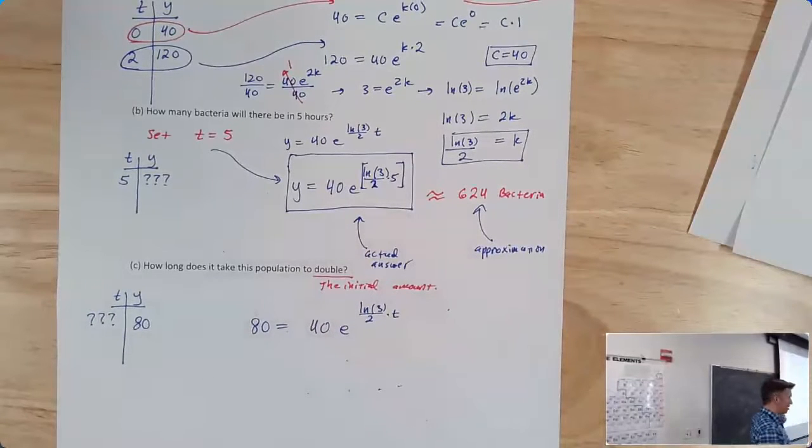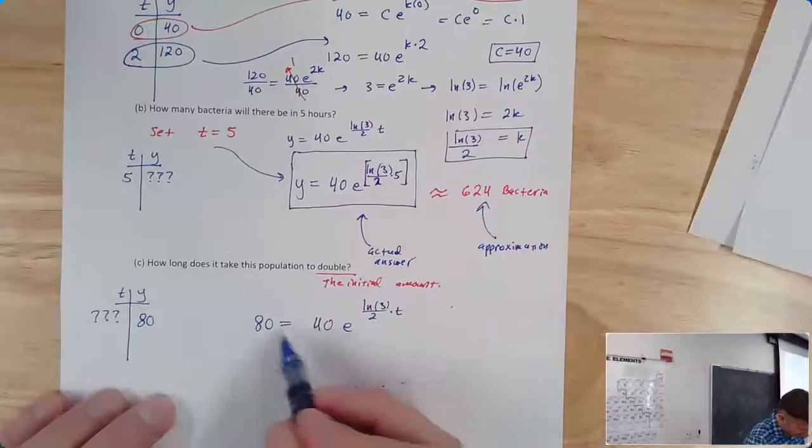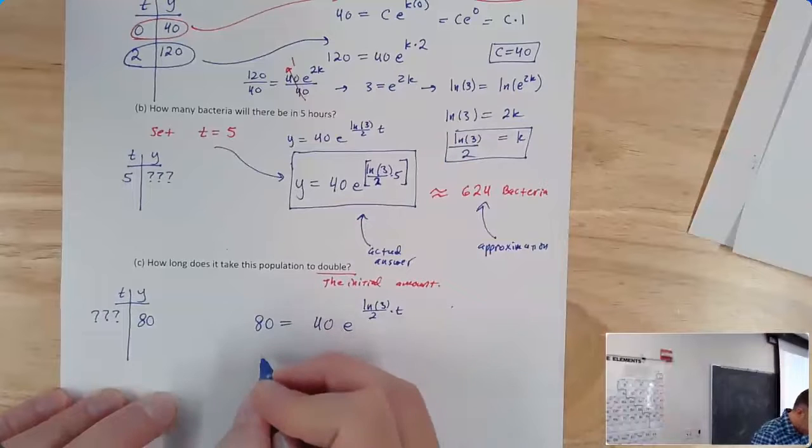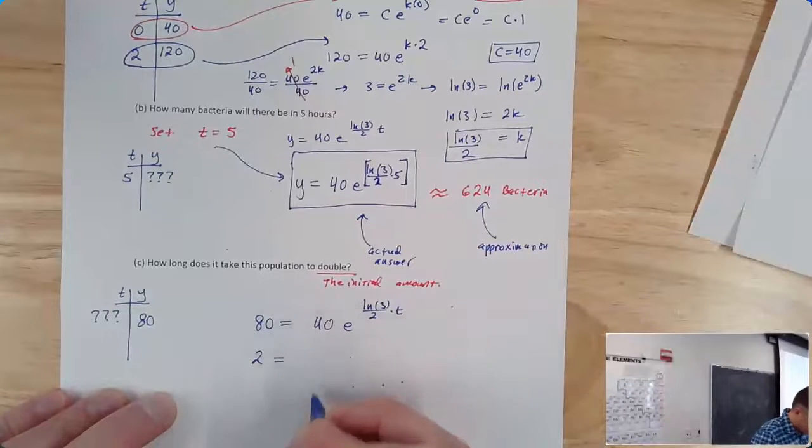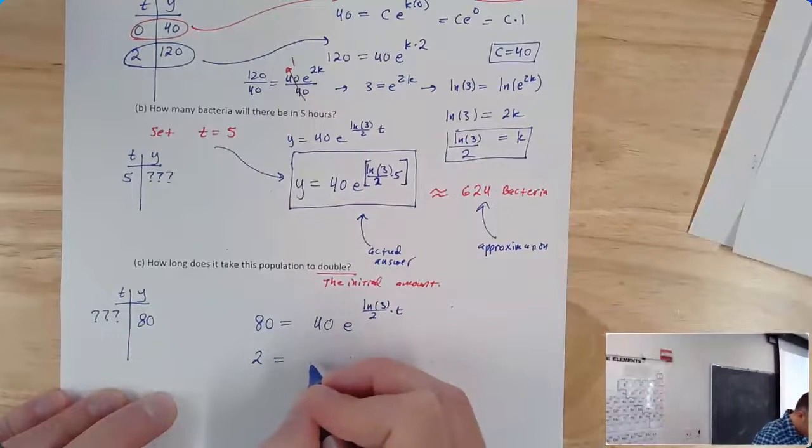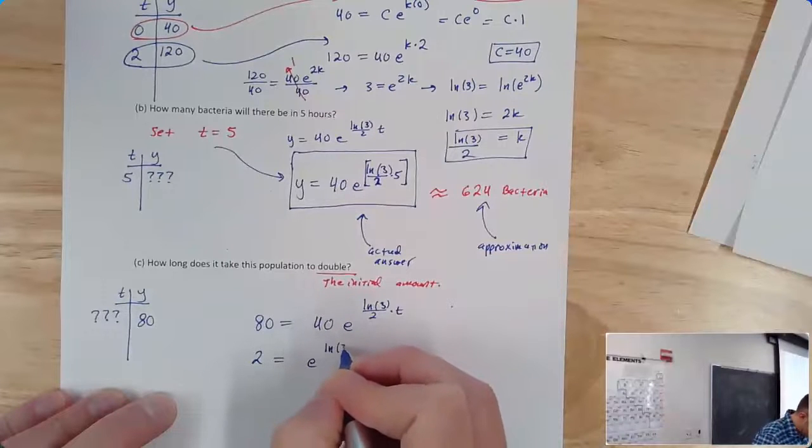Solving for y is always pretty much straightforward. You're literally just plugging in the t value and getting the answer. Solving for t is more work, just like solving for k is more work. We have to do the whole thing where we divide both sides by this. I'm going to have 80 divided by 40 is 2, and 40 divided by 40 is 1 times e to the natural log of 3 over 2 times t.